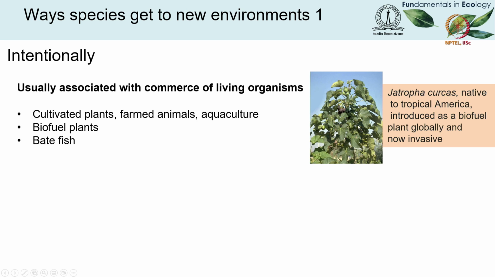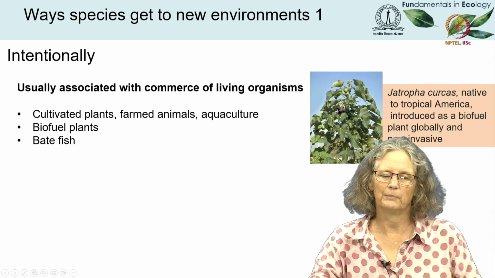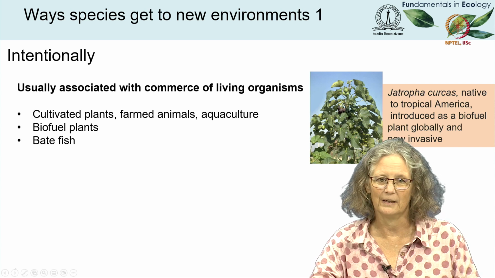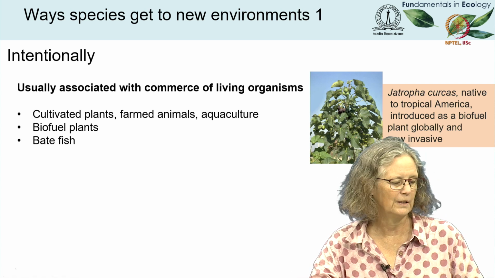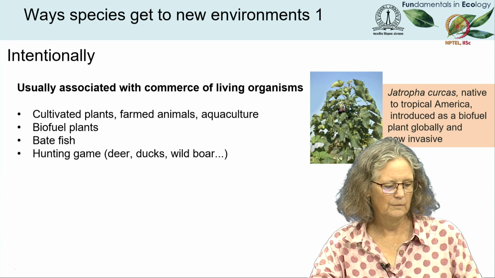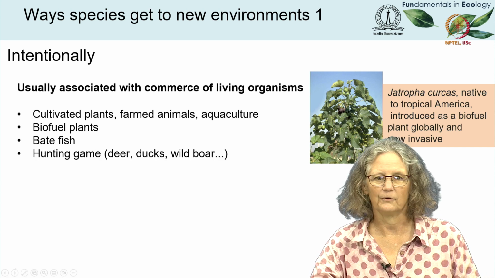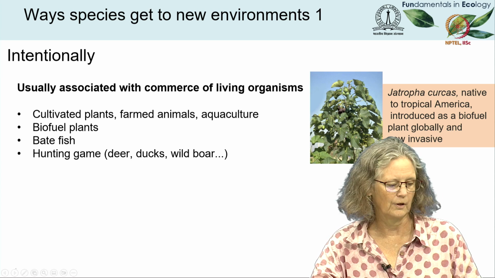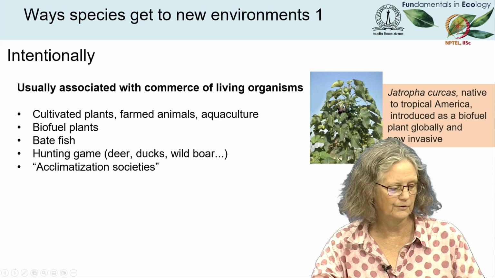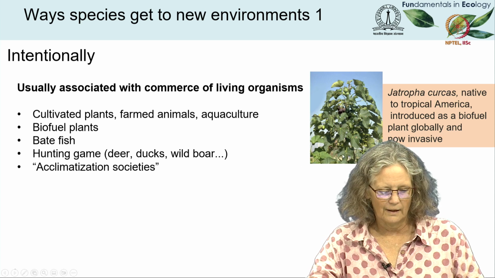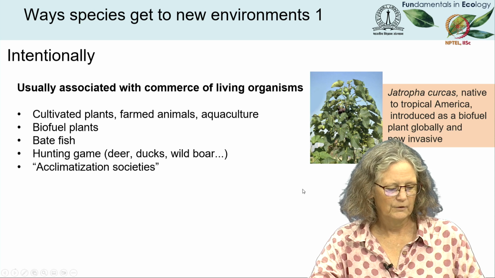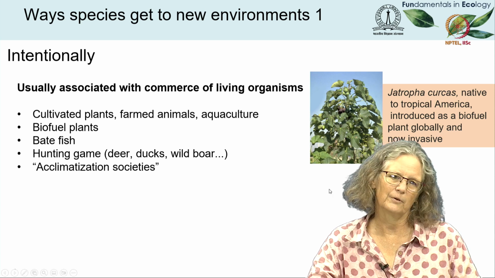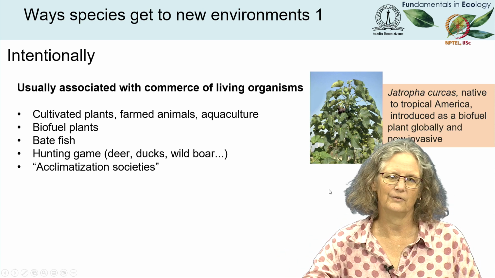Bait fish. People may be fishing for native or invasive fish, but they bring in other fish to use as bait, and then those fish become invasive. People bring in animals for hunting. So deer have been brought between continents for hunting, ducks, wild boar. All of these things are invasive because they were intentionally introduced. A strange kind of human activity is called acclimatization societies, and I'll have a couple of examples of that later, where people, kind of as a sport, introduced species to new habitats.